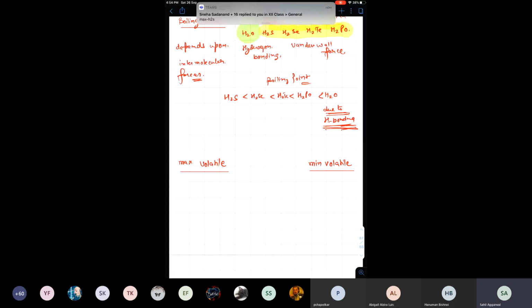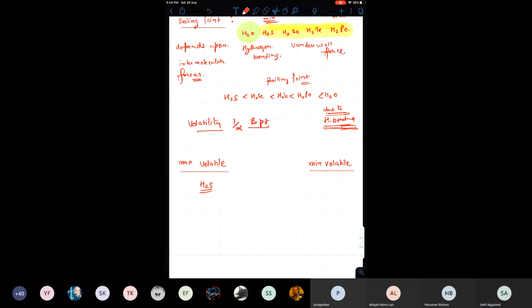Maximum volatile H2S, because volatility is inversely proportional to boiling point. And minimum volatile will be water.